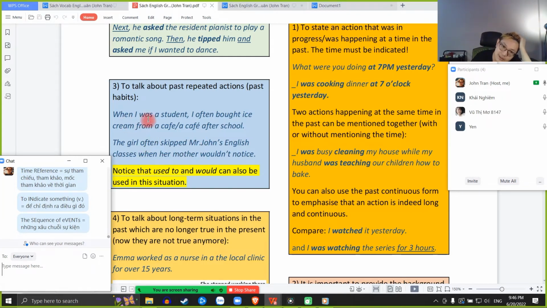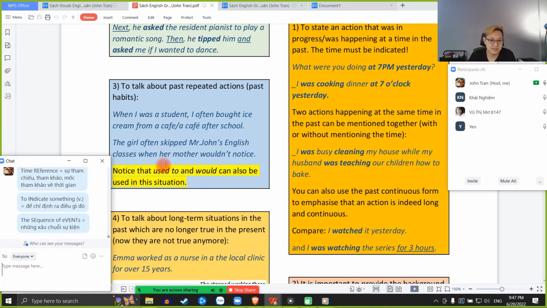When I was a student, khi tôi còn là sinh viên, I often bought ice cream from a cafe after school. Tôi thường là mua kem từ một quán cà phê sau giờ đến trường. Đó là thói quen của tôi trong quá khứ. Cô gái này thường là cúp lớp học tiếng Anh của ông John khi mà mẹ cô ấy đã không nhận ra điều đó. Đó là một cái thói quen. Chú ý rằng used to và would cũng có thể sử dụng trong tình huống này nhé các bạn.